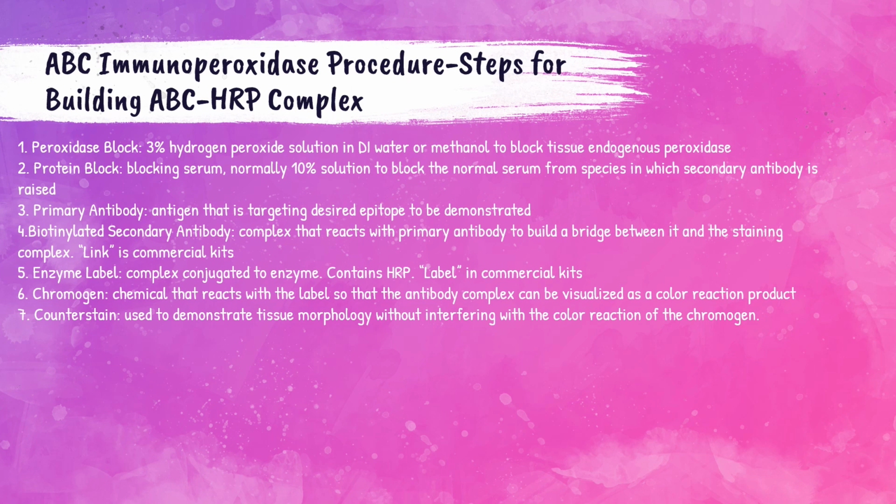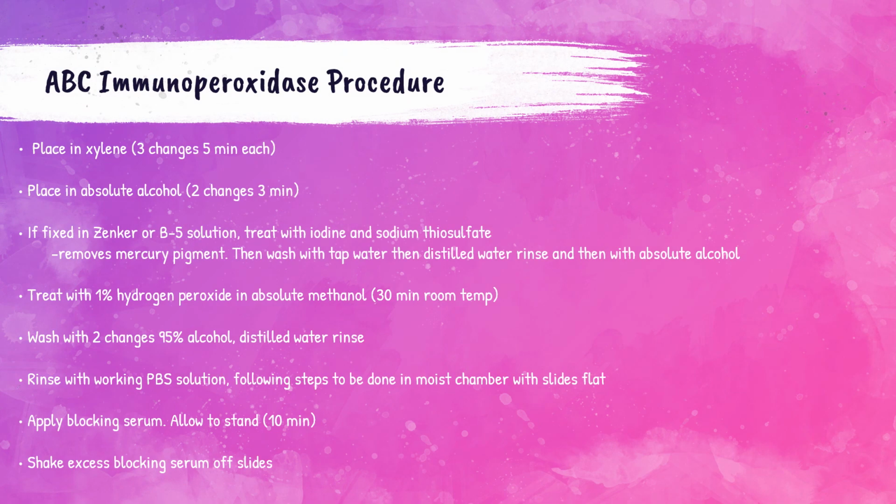To perform the ABC immunoperoxidase procedure, you want to place the tissue sections in xylene, 3 changes at 5 minutes each of the xylene. Then place in absolute alcohol, and this is 2 changes of absolute alcohol for 3 minutes each. If the tissue is fixed in zinc or B5 solution, it should be treated with iodine and sodium thiosulfate, and the reason for this is it removes mercury pigment.